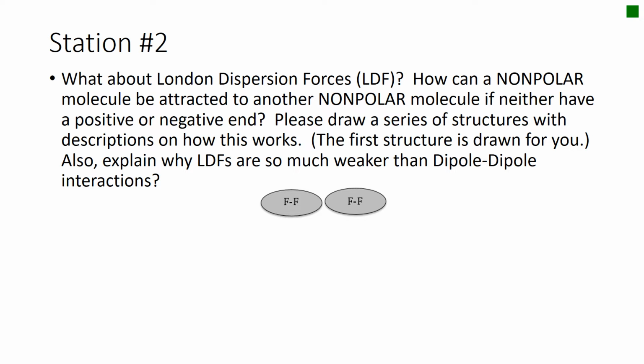Okay, so I did this on the board, but I'm going to do it again. So explain why they are so much weaker. So here's our first one. If this is our electron density, right now we are completely nonpolar. Okay, so this is nonpolar.